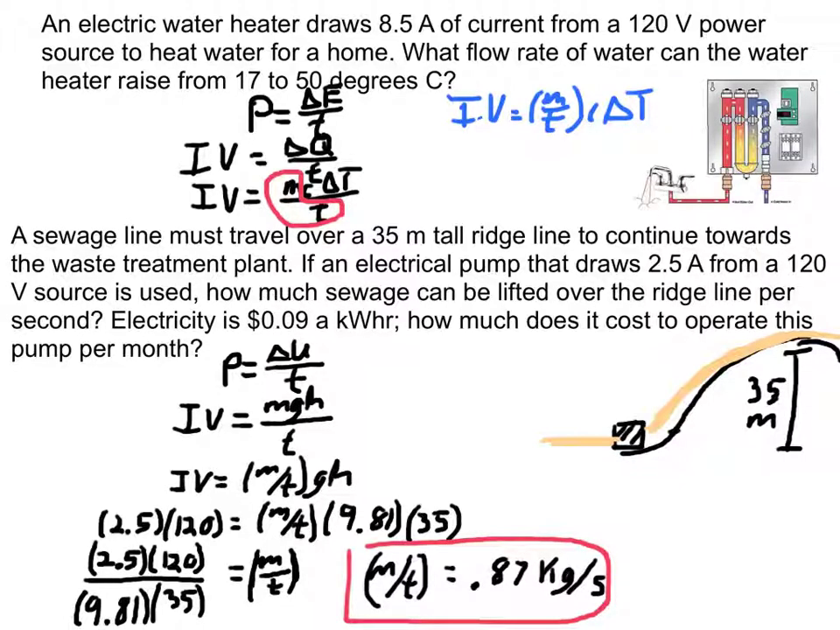And whenever I solve that through, I come out with a flow rate, mass divided by time, of 0.87 with my 2 sig figs allowed up here. 0.87 kilograms per second is how much waste can be pumped up this hill effectively by this pump.